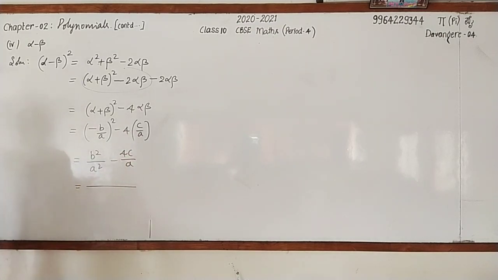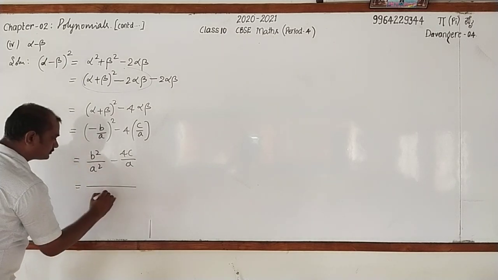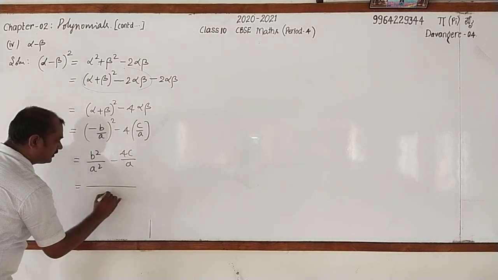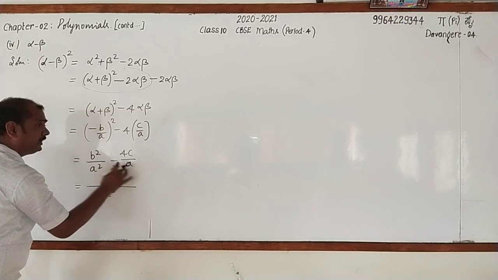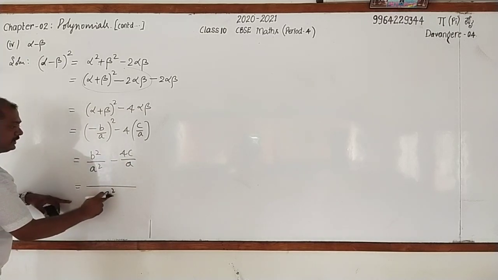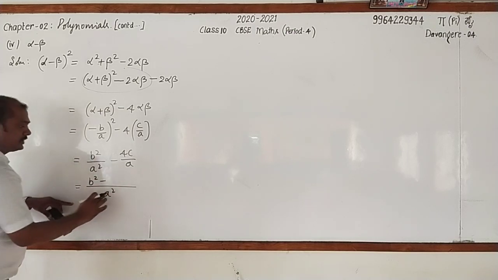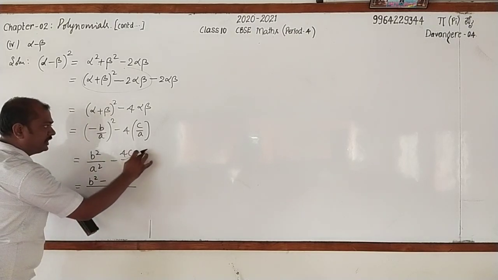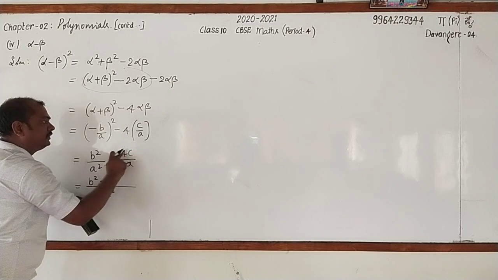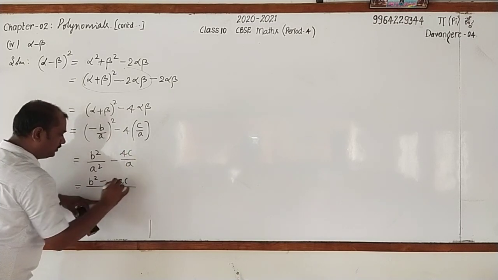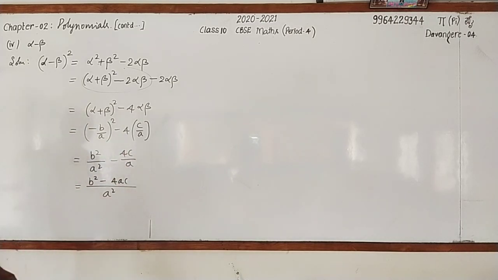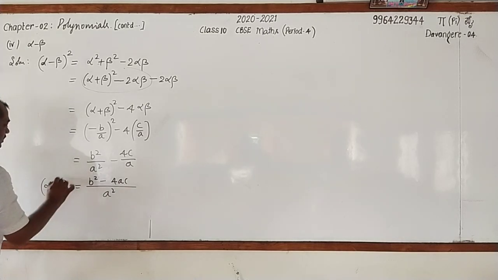Now you take the LCM. The LCM of a square and a is a square. Multiply with the first term, a square gets cancelled, b square, minus, multiply with the second term, a gets cancelled, a will remain, a into 4c, 4ac. This is the value of alpha minus beta whole square.